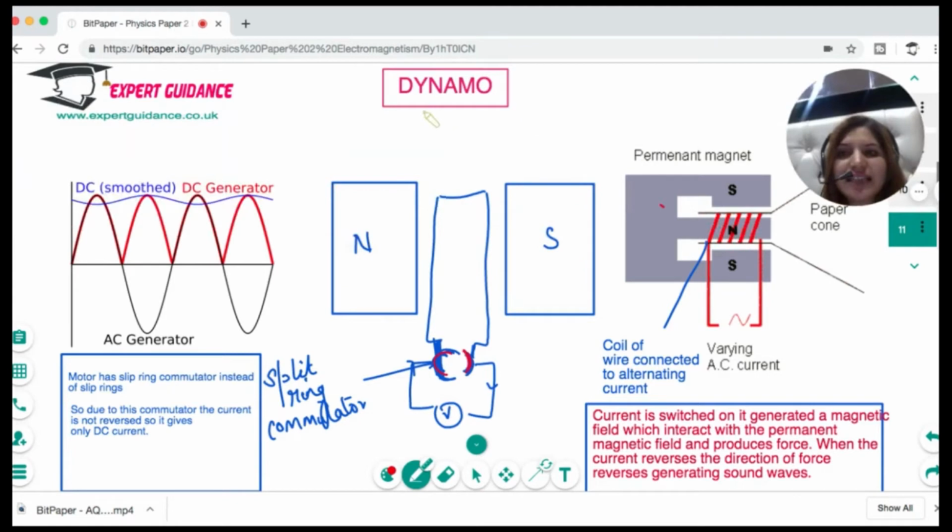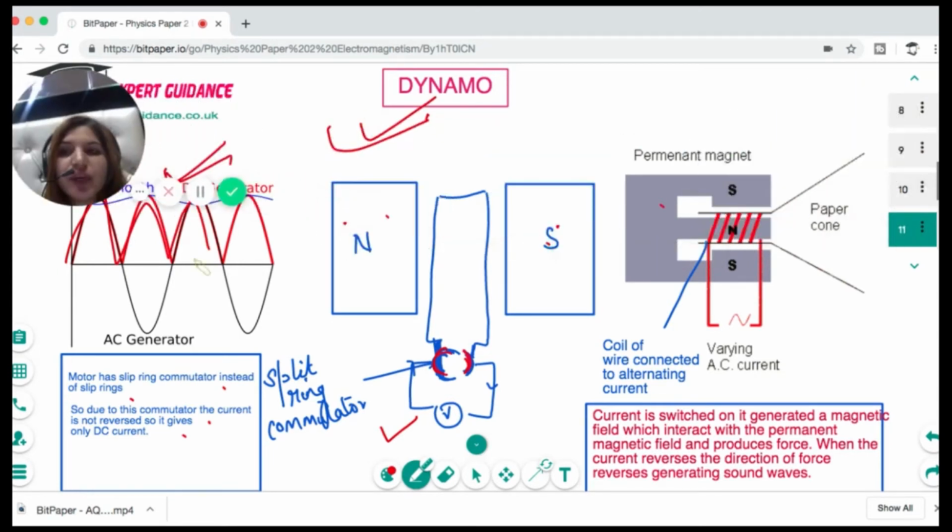Now let's see a dynamo. A dynamo is a direct current generator where you have the north and the south pole and the coil which is connected just to the split ring commutator, and you have a voltmeter. So a dynamo has a split ring commutator instead of slip rings. Due to this commutator, the current is not reversed. So it gives a DC current just in one direction, and that's what a dynamo is.